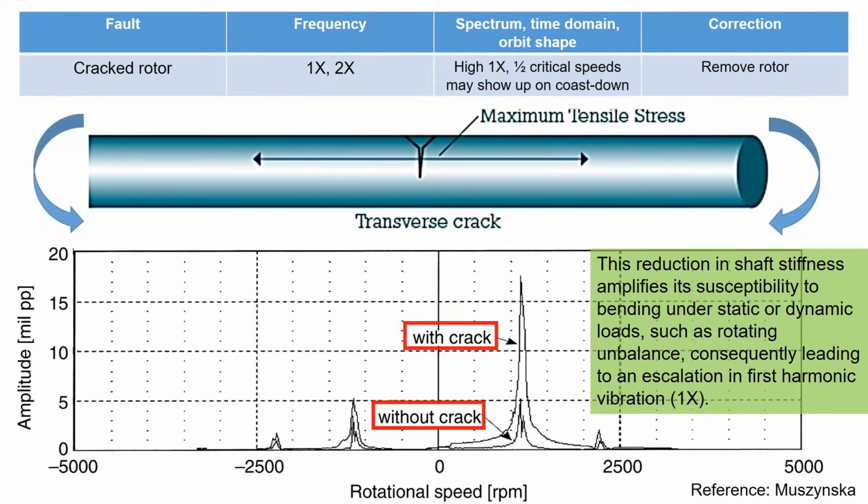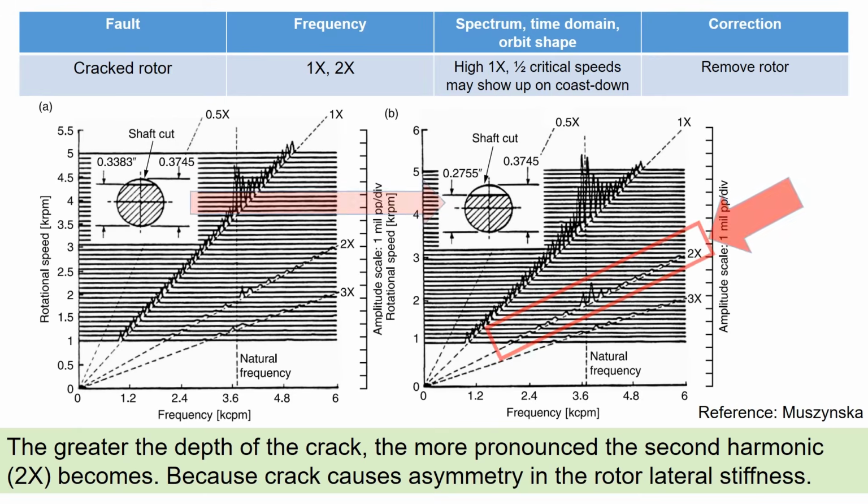This leads to an escalation in first harmonic vibration, 1x, as you could see from the figure below. The greater the depth of the crack, the more pronounced the second harmonic, 2x, becomes. This is because the crack causes asymmetry in the rotor lateral stiffness.